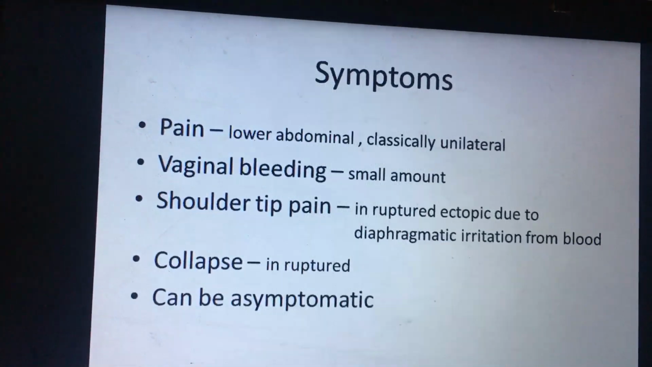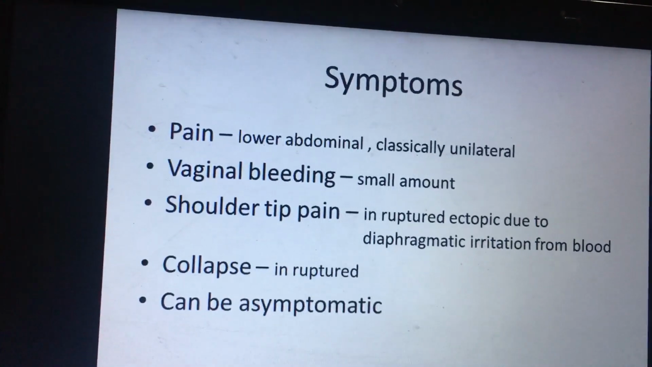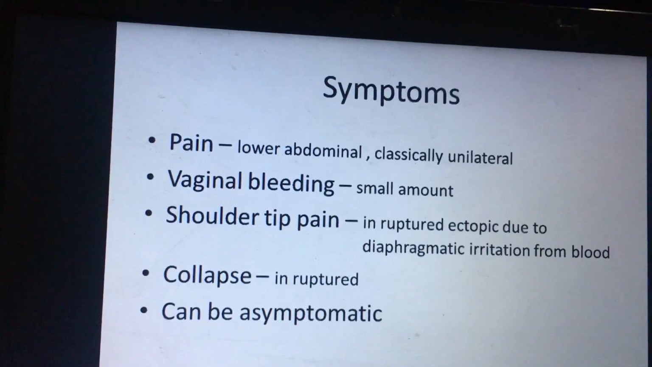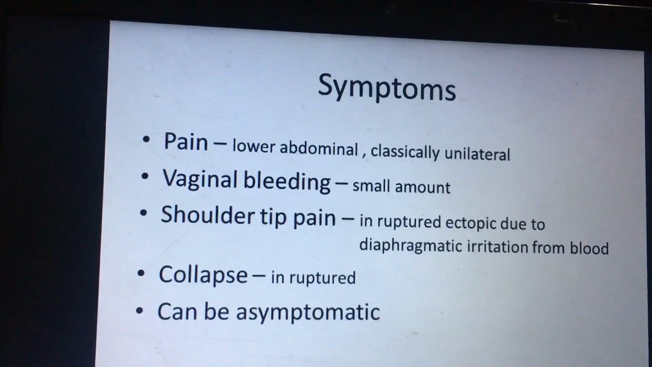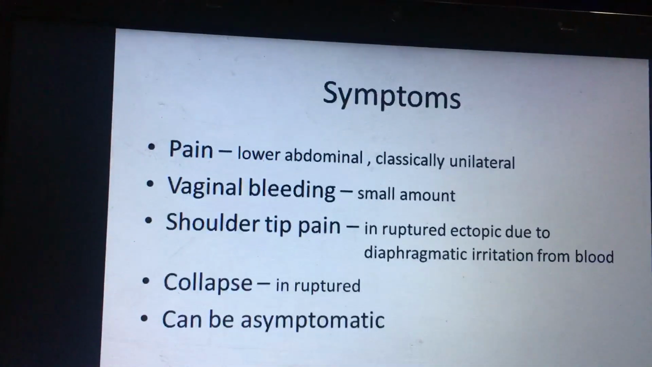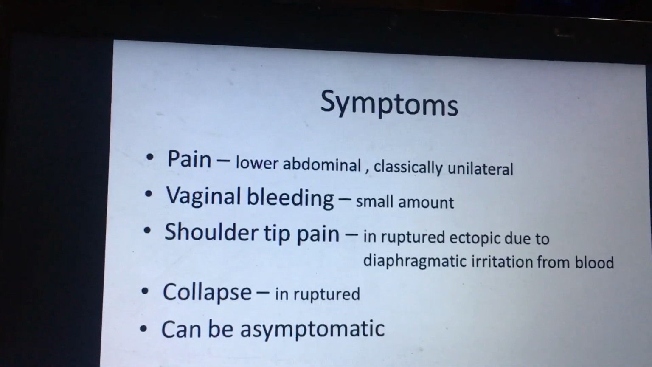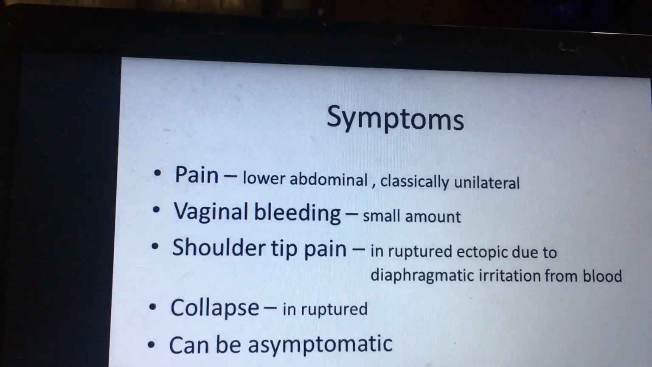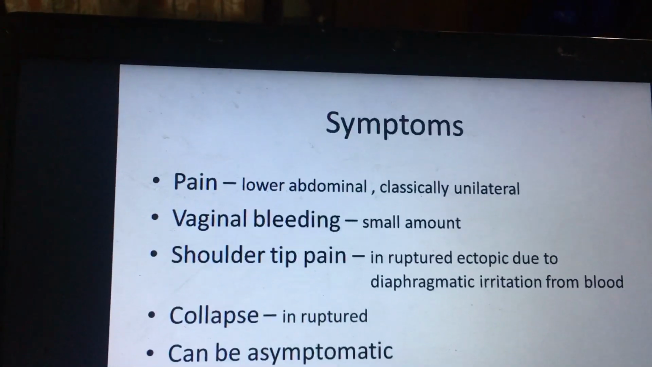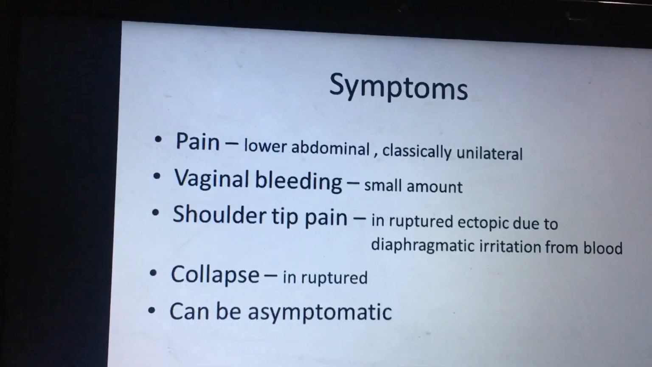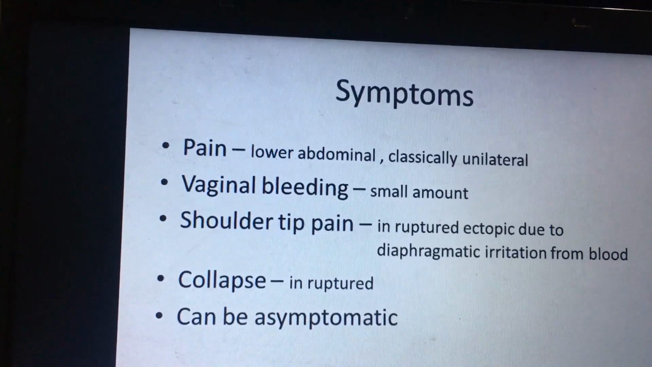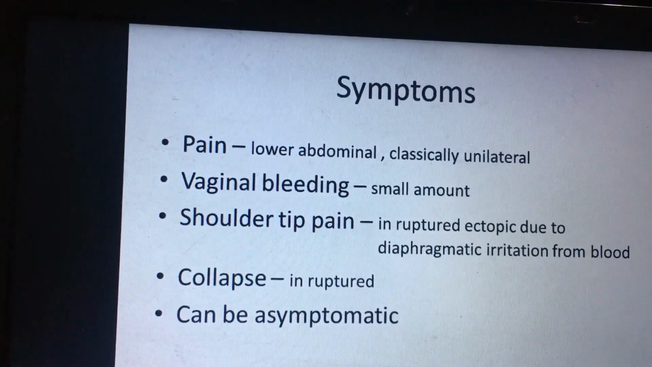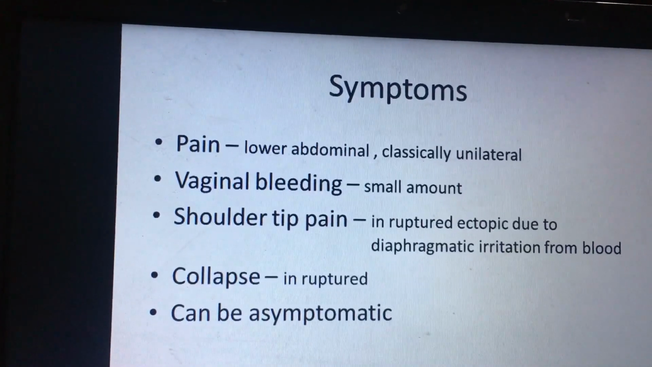Main symptoms are lower abdominal pain, which is classically unilateral, and vaginal bleeding. The amount will be small. If the ectopic is ruptured, shoulder tip pain will develop. It's due to diaphragmatic irritation from blood, and the patient will collapse if it is ruptured and the blood loss is very high. And also, if it is not ruptured, it can be asymptomatic.